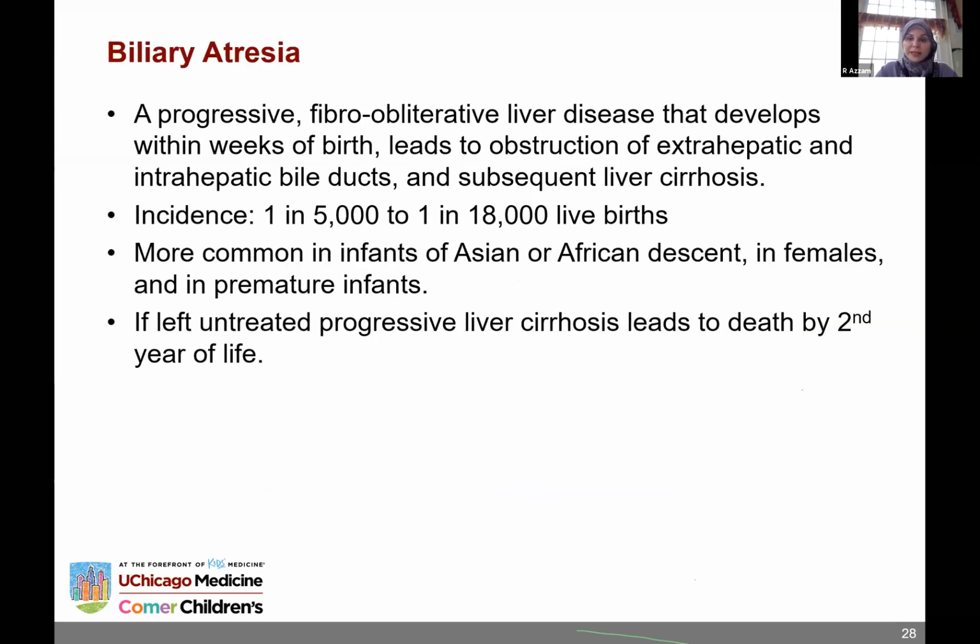All right, so why is this important? Sadly, I do not know what the incidence of biliary atresia is in Palestine, but I do remember one Palestinian patient from Ramallah who was transplanted at our hospital, but that was in the old days.